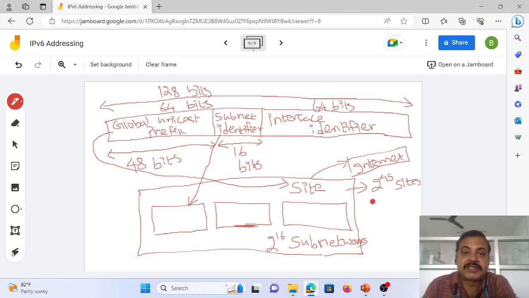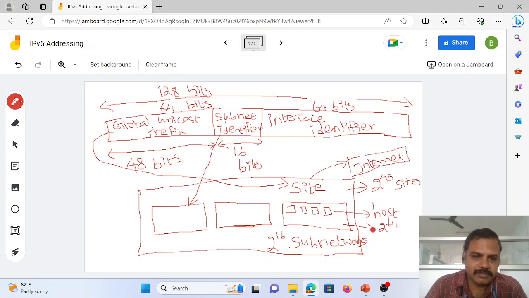2 power 45 sites, ISPs, organizations can be identified, and within each organization, within each site, 2 power 16 subnetworks can be identified. Then, within each subnetwork, how many hosts can be identified? That is 64 bits. So within each subnetwork, these are the hosts. Host means referring to the computers. So how many hosts can be connected? It is 2 power 64 hosts or interfaces can be used. Is it clear?